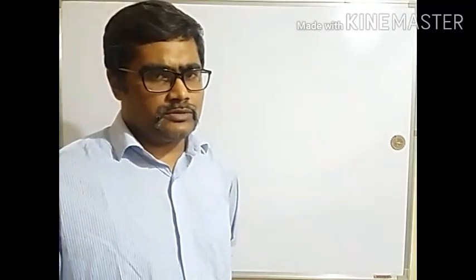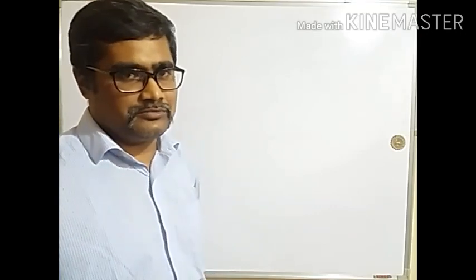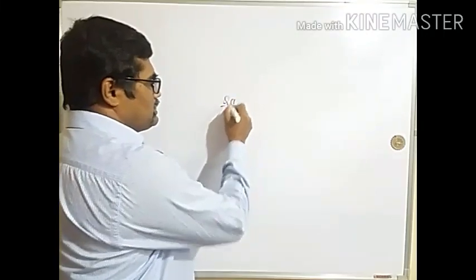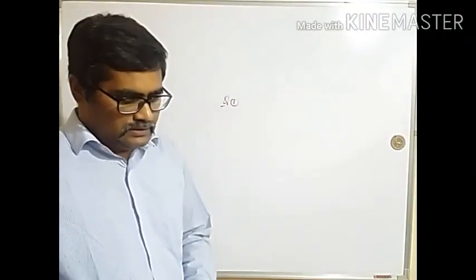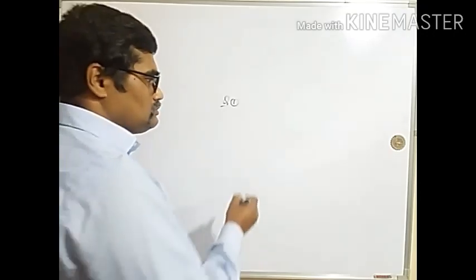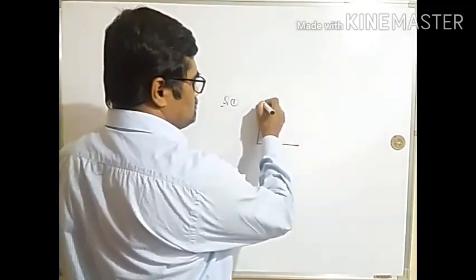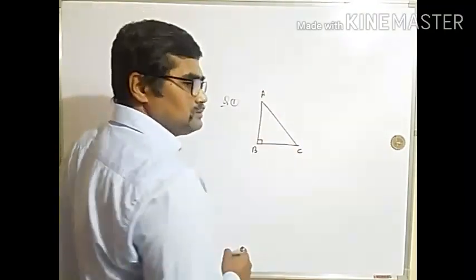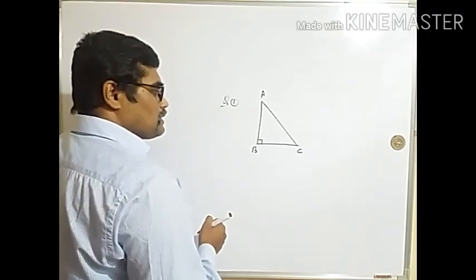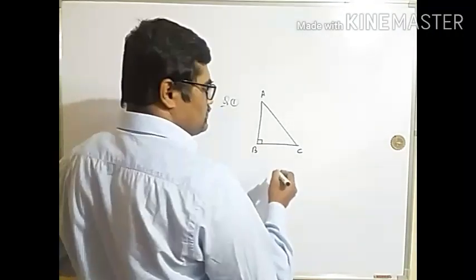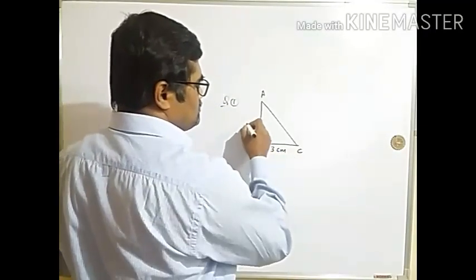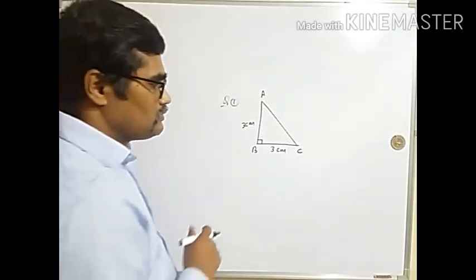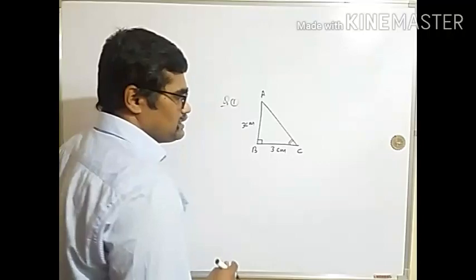Even if these are small problems, they may also be asked in the exam. These are easy problems. For example, question number one for today. Suppose there is a right triangle ABC, and they have given you the measurement for this side as 3 centimeter and this side is 3 centimeter. They are asking you to find the measurement of the angle C.